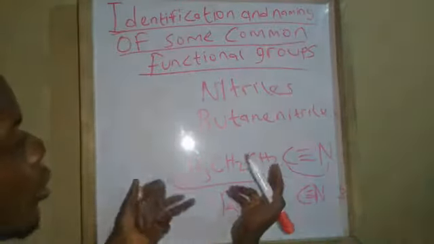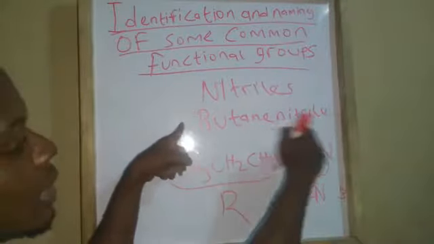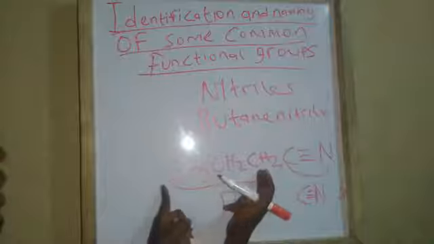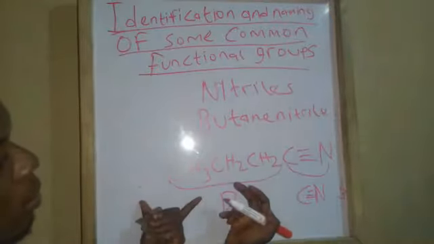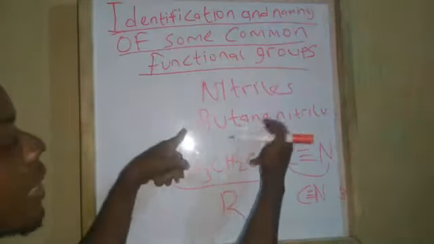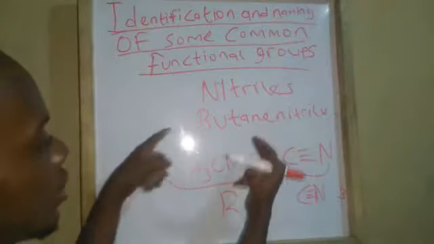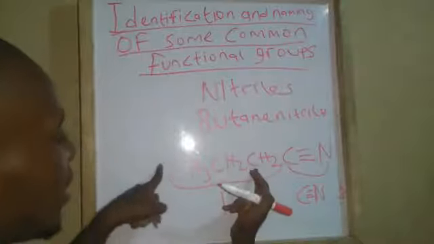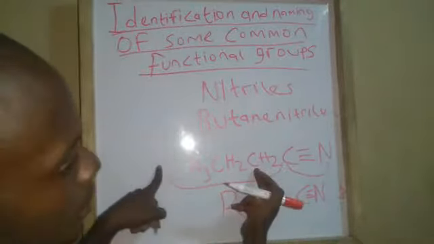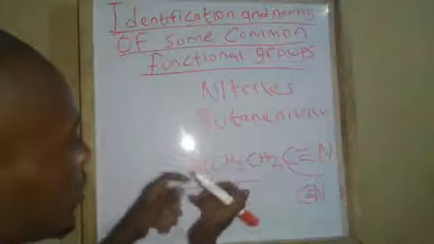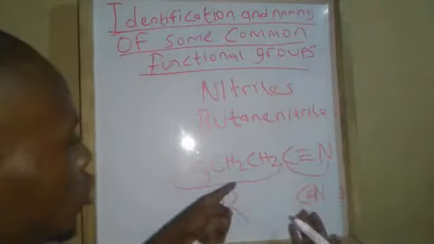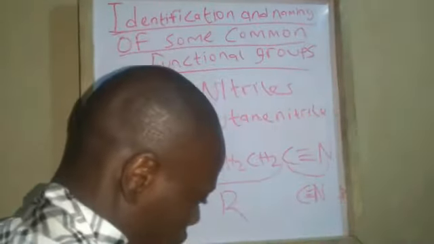So you should know that when you are drawing pentane nitrile, that means you will need a butyl. Are you getting it? In the case of butane nitrile, you need a propyl. Are you getting it? You need a propyl. So when it comes together with the carbon from the nitrile group, it will give you what you want. So take note of that structure.